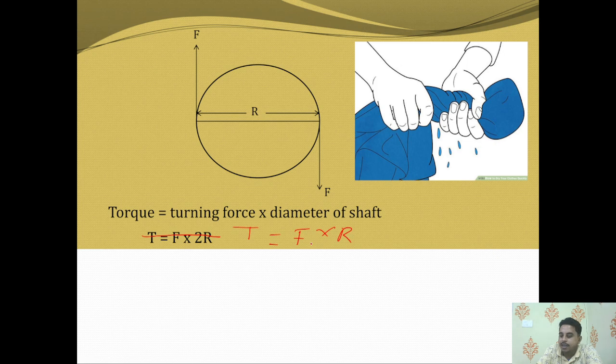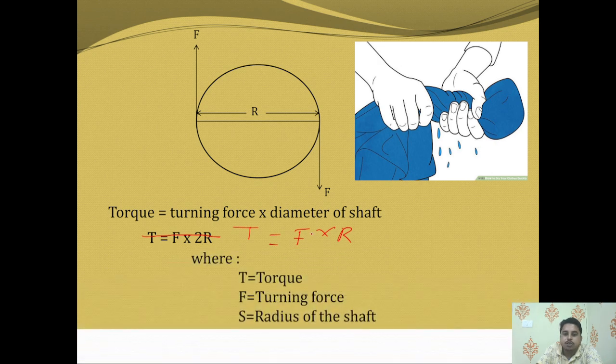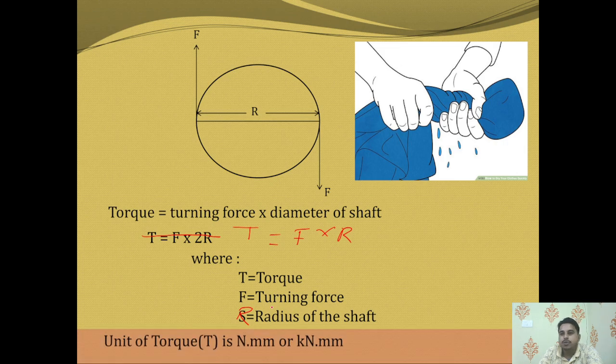Okay, and the significance of this abbreviation: letters T, F and R respectively are, here T is representing the torque, F is the turning force, and R, there is also a mistake, that is R, the radius of the shaft. So what is the unit of the torque? It is very simple, Newton mm or kilonewton mm. If the radius of the shaft is in millimeter, then force into this distance will represent the torque. If it is in meter, then basically kilonewton meter will be the unit of the torque.